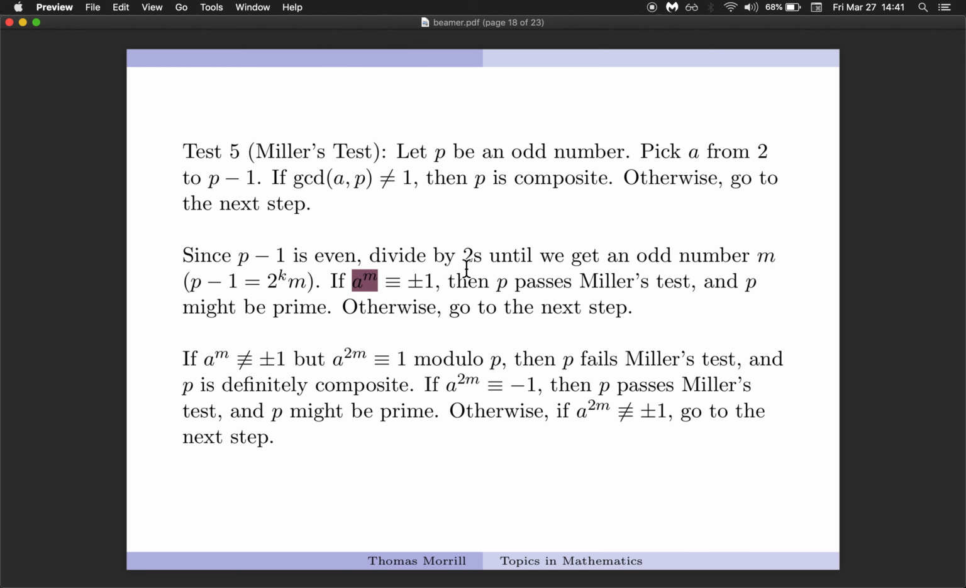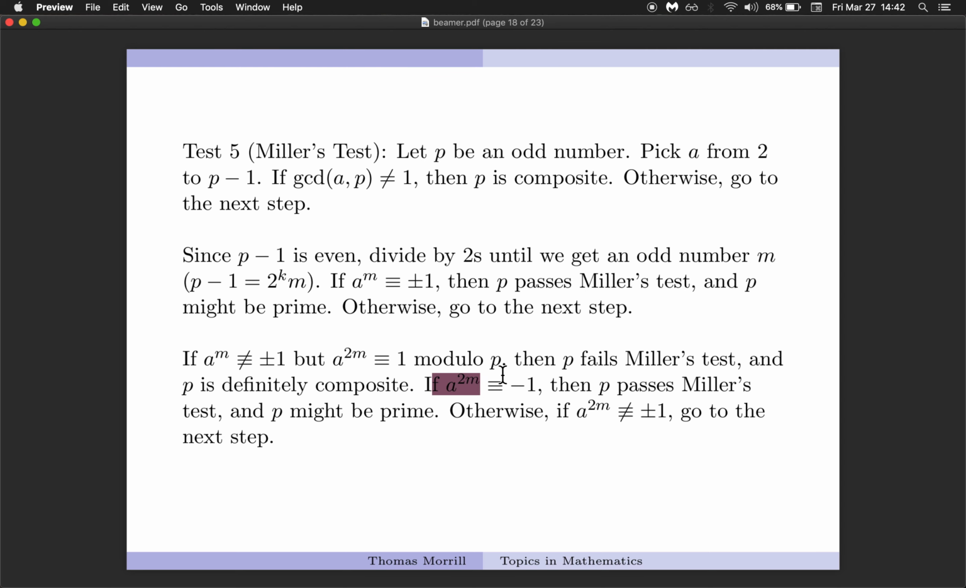But if a to the power m is not plus or minus 1, we're going to go to the next step. We're going to square it. If that square, a to the power 2m, is congruent to 1 mod p, then p fails Miller's test. So what have we done? Right here, I have some number which is not plus or minus 1. Its square is 1. So p has extra square roots of 1, which means p is composite. You have failed the test. You are definitely not a prime number.